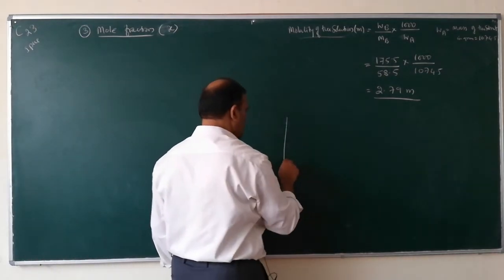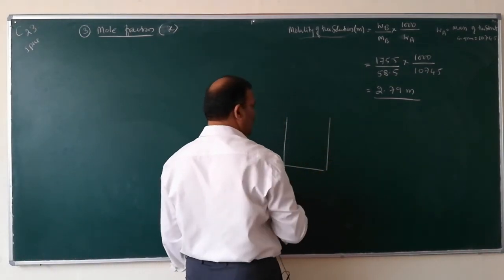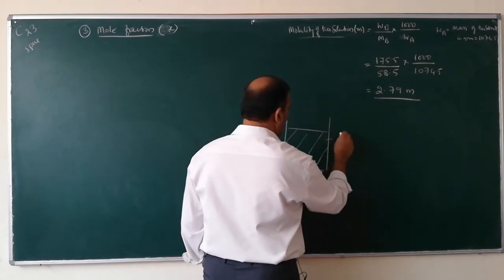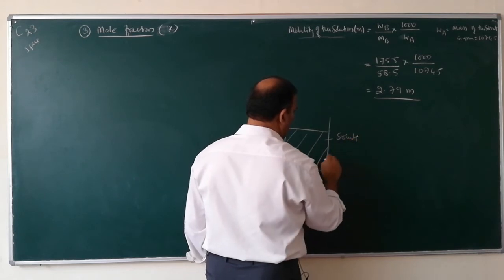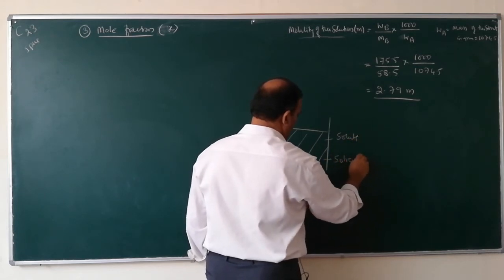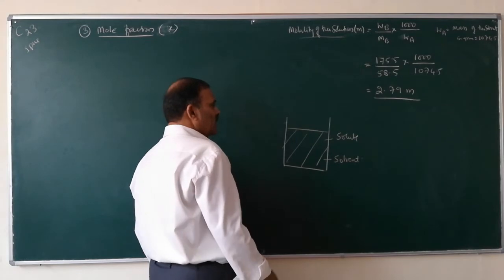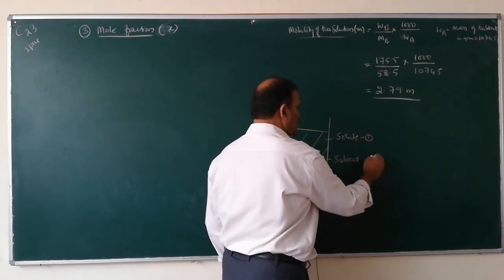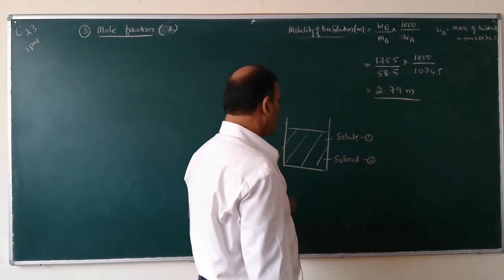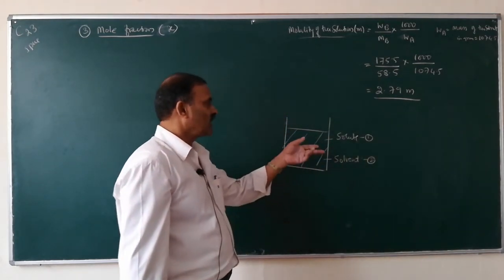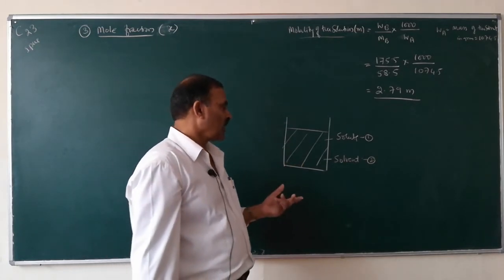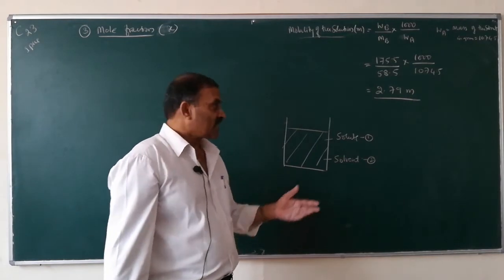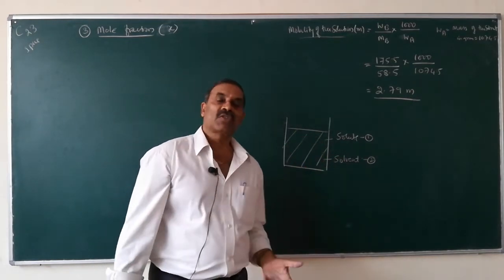Suppose here is a solution. This solution contains solute and solvent. Here solvent is one component and solute is another component. So the solution contains two components, namely solute and solvent. So we can define mole fraction with respect to solute and with respect to solvent.